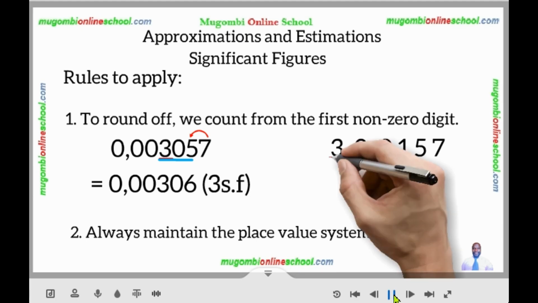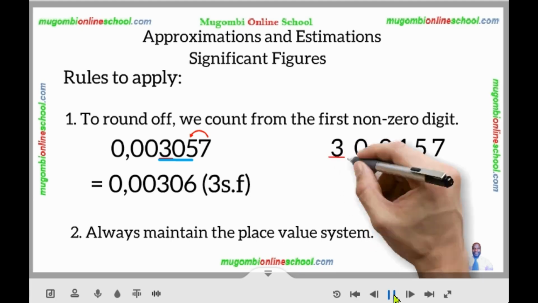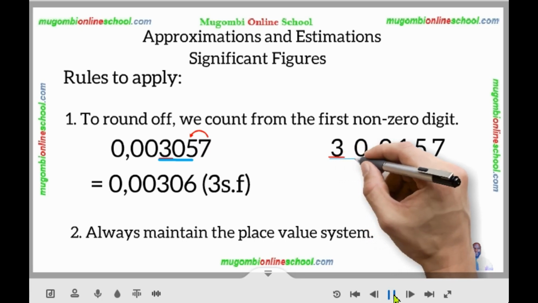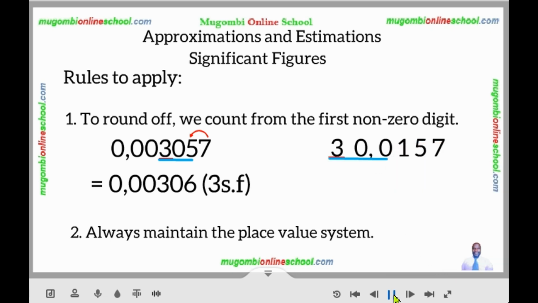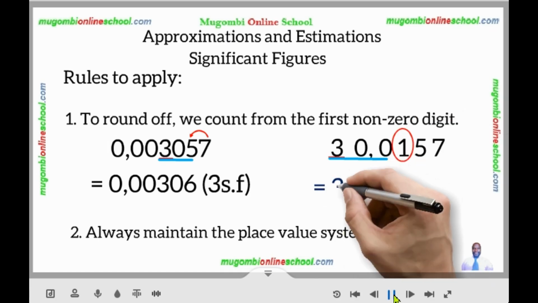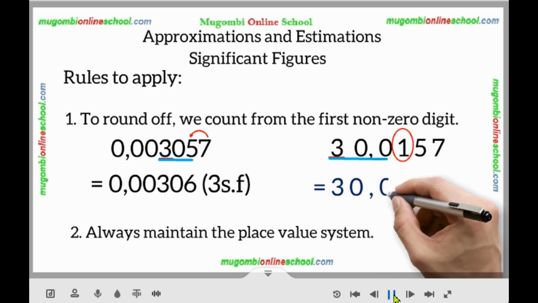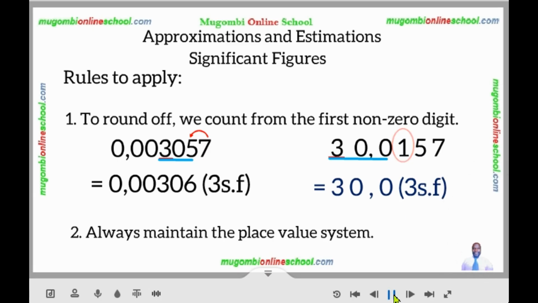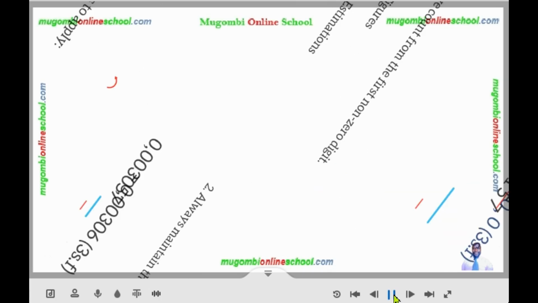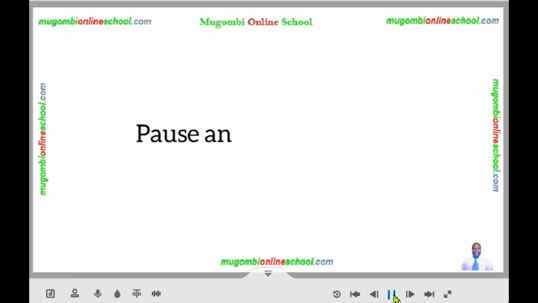Right. Moving on to the second part, the first non-zero digit is 3, and then we count 3 digits since we are going to round off to 3SF: 1, 2, 3, up to 0 in this case. And we look at the next digit, which is 1, and 1 is below 5, so we do not add anything, and our answer becomes 30.0 to 3SF. 1, 5, and 7 will turn into zeros, and they are insignificant because they are after the comma and nothing is on the right of them. So we will simply leave them. All right, let us move on to the next part.